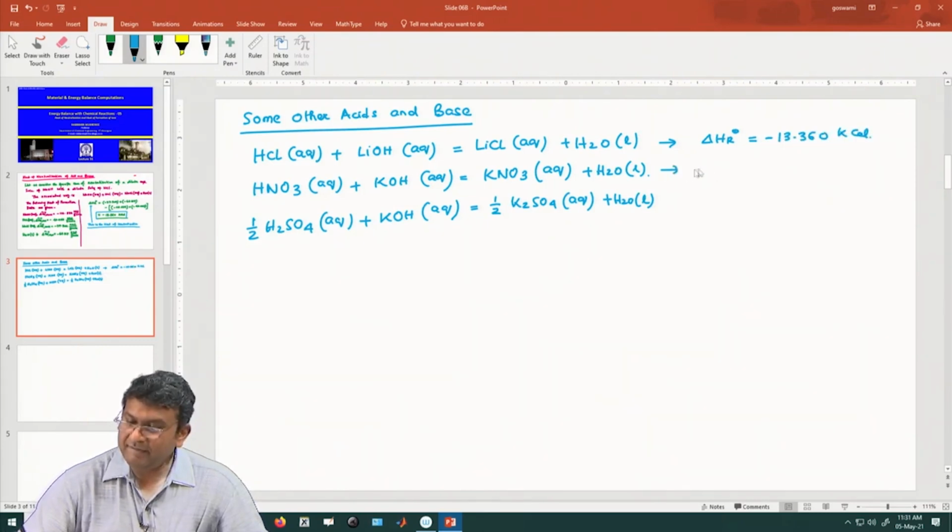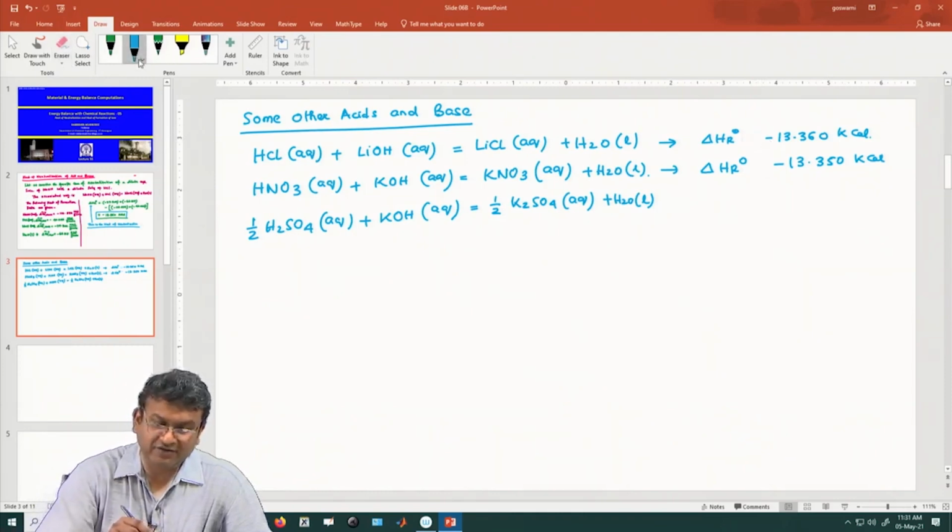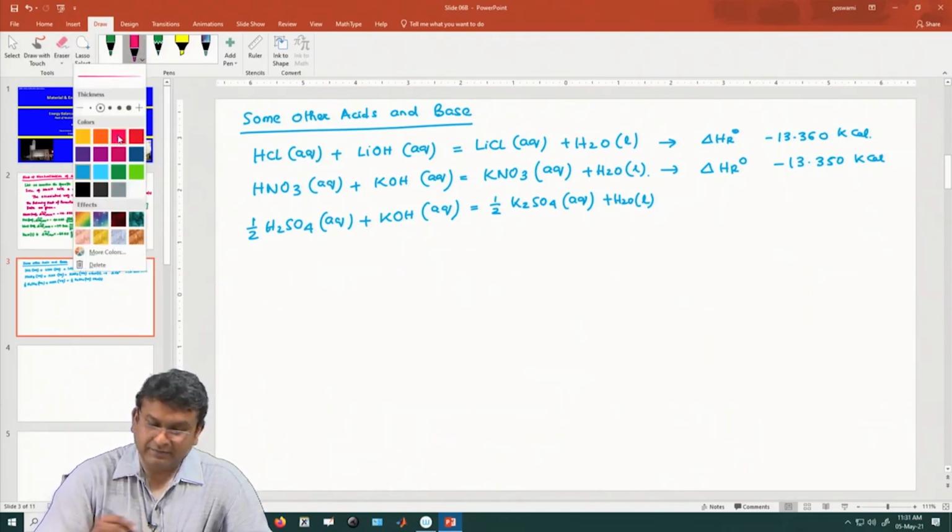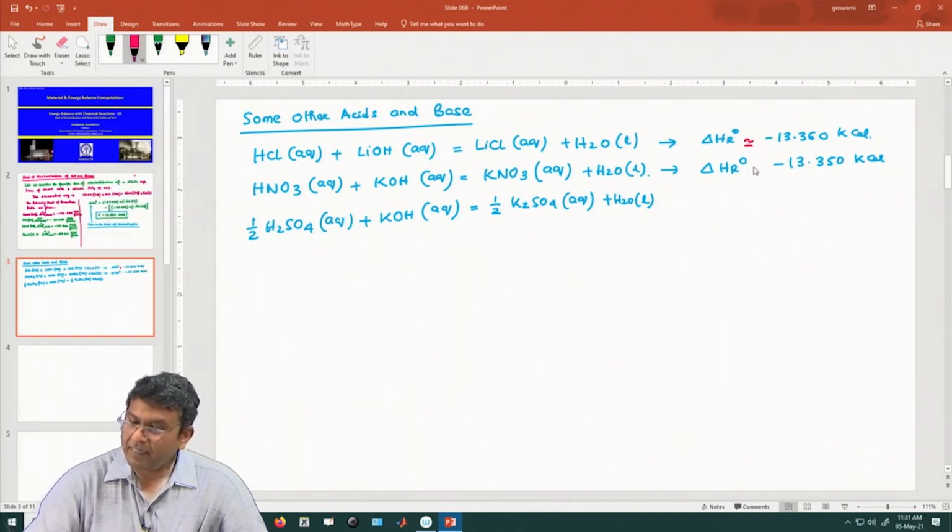This one, minus 13.350 kilocalorie, or maybe I will use an approximately equal to sign to be absolutely clear, because the data may vary from case to case. And this one turns out to be again.